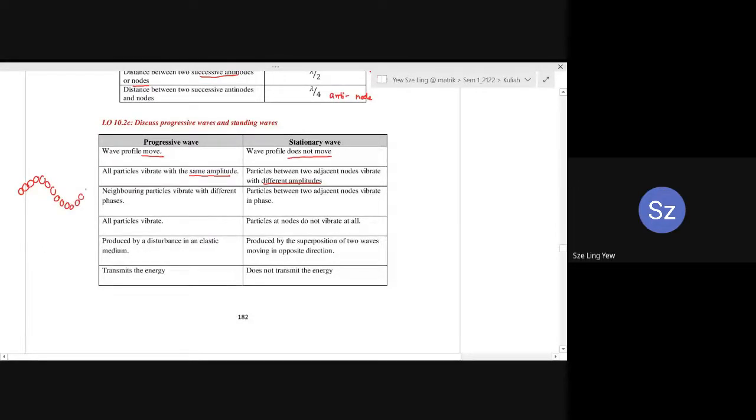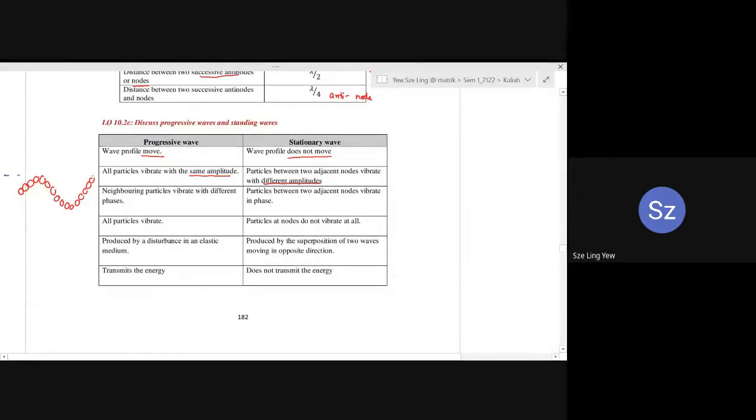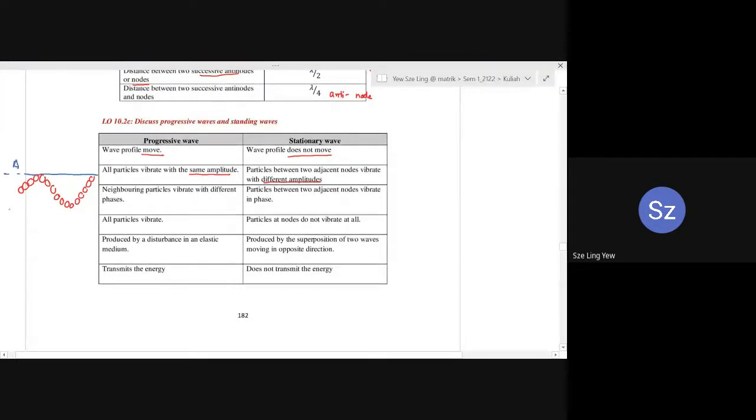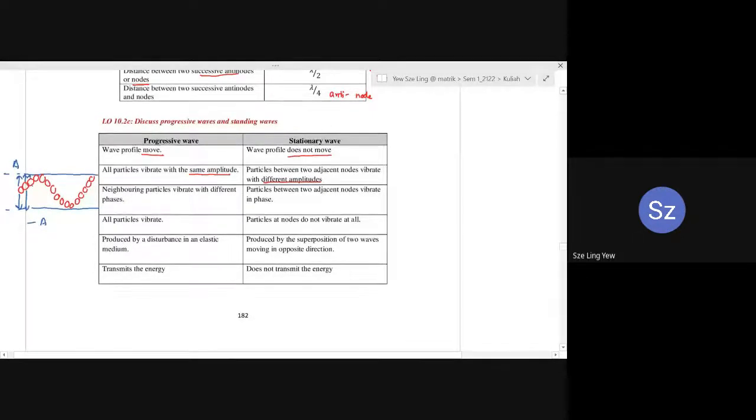So every particle will keep oscillating at the same amplitude. Let's say this is your amplitude, this is your A, this is your negative A. Every particle will oscillate in between these two distances.